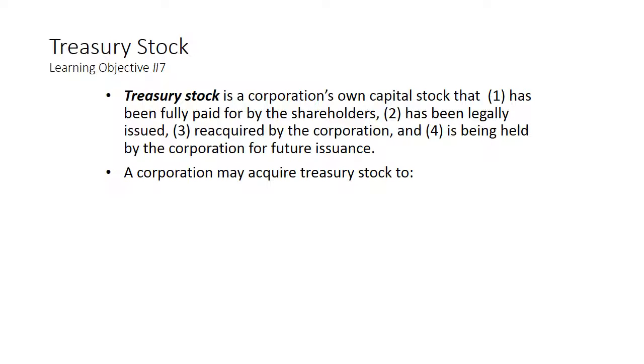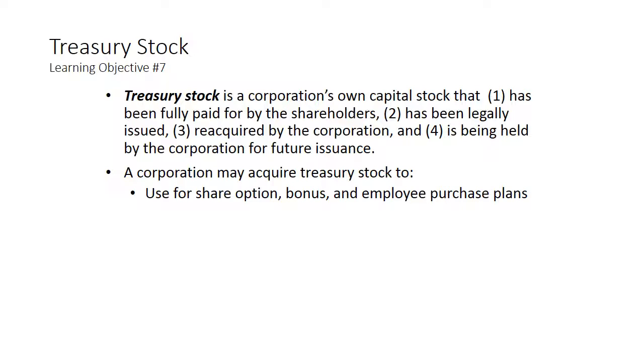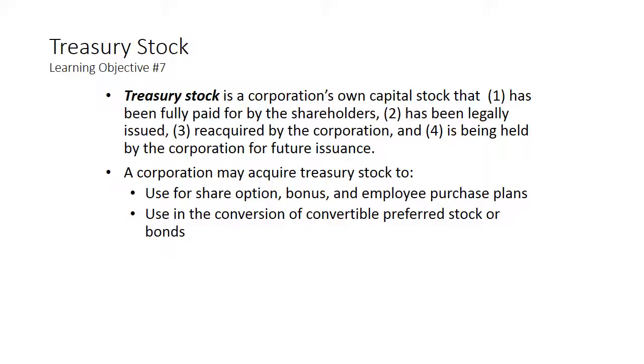So why does a corporation buy its own stock? Well, it may use it for promises it made to employees to give them stock. It may use it as a bonus, and they may not have stock available to give to them. They may buy it to use in conversion of convertible preferred stock or bonds. They may need it to pay those things off.